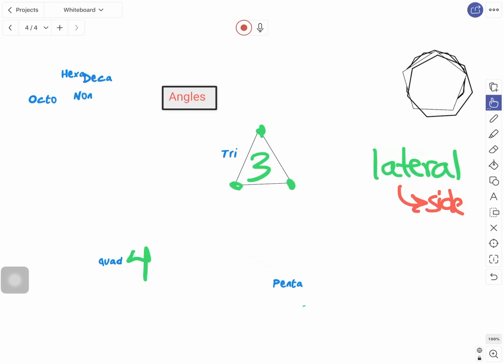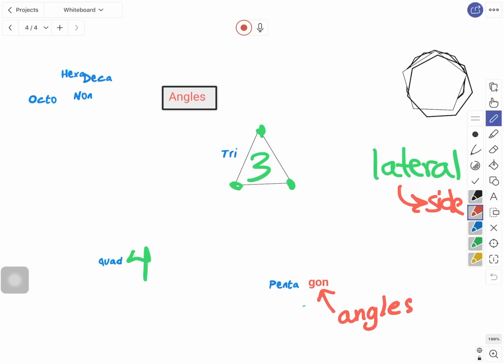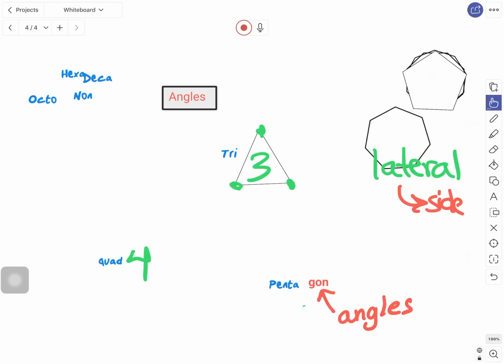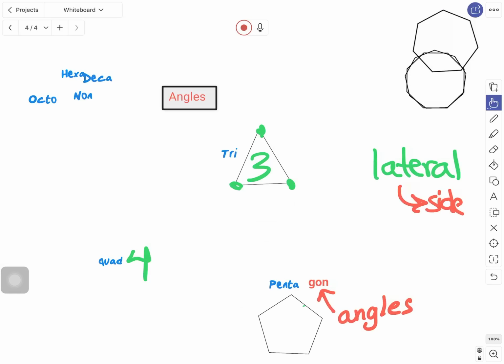Penta. So if I add the gon to it, we know gon means angle. So penta, amount of angles. So how many angles might a pentagon have? Well, penta is the Greek term for 5. And let's see if that's right.